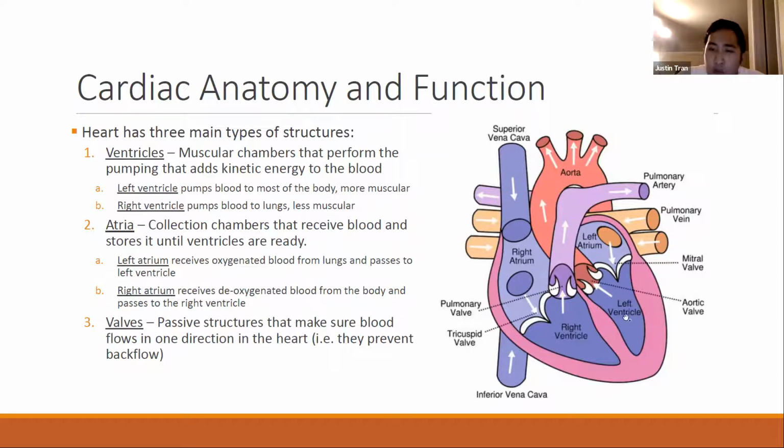And so the temperature inside the heart is fairly constant, but as the blood flows through the rest of your body, the temperatures will change, depending on how hot or cold it is on the outside. Yeah.